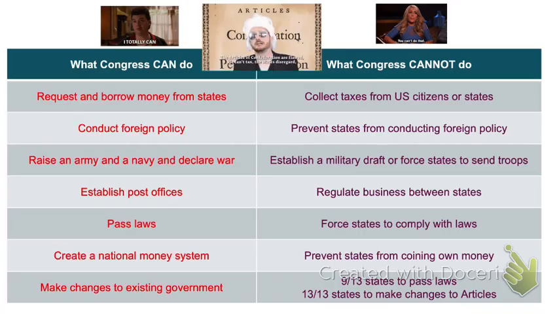All right, let's talk about the powers and then we'll do our simulation. So what could Congress do? What can they not do? I believe there's 3 of these that you have to write in. All right?